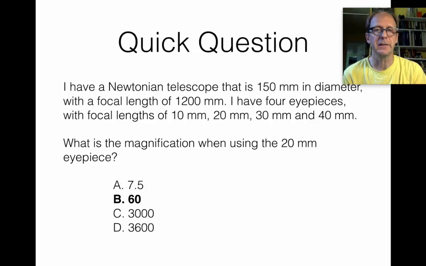The answer is 60. The focal length of the telescope is 1200 millimeters, and we're dividing by the focal length of the eyepiece. So 1200 divided by 20 gives us 60. The diameter of the telescope does not matter. All that matters is the focal length of the telescope and the focal length of the eyepiece.